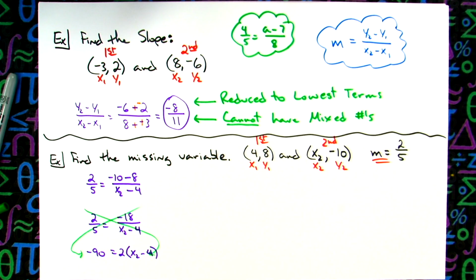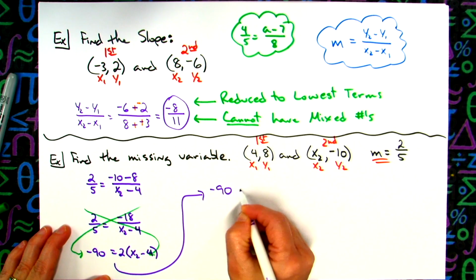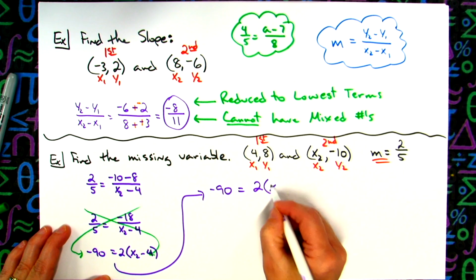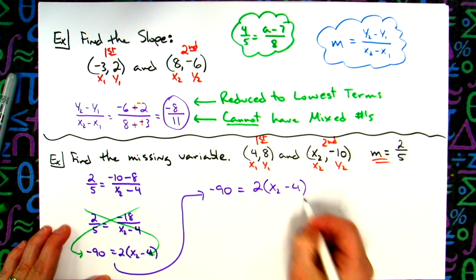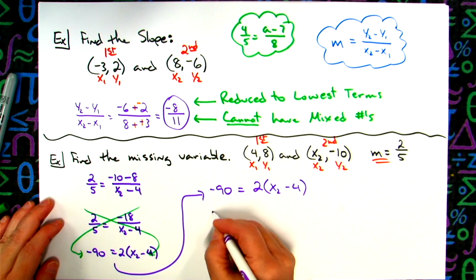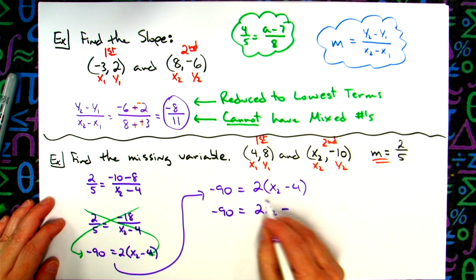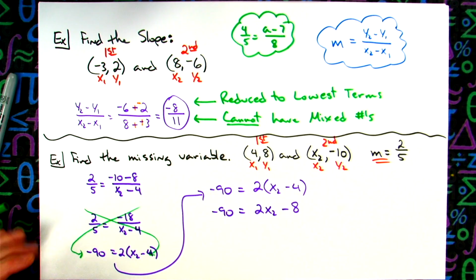I'm going to come up here to finish because I'm running out of room here. I'm going to rewrite that line. So negative 90 equals 2 parentheses x sub 2 minus 4. Can I distribute the 2? Because I just have a little equation here. So negative 90 is equal to 2 x sub 2 minus 2 times 4, which is 8.